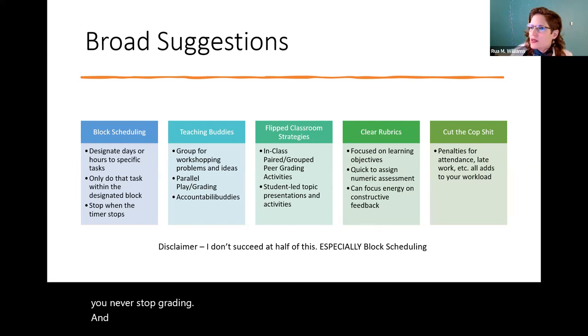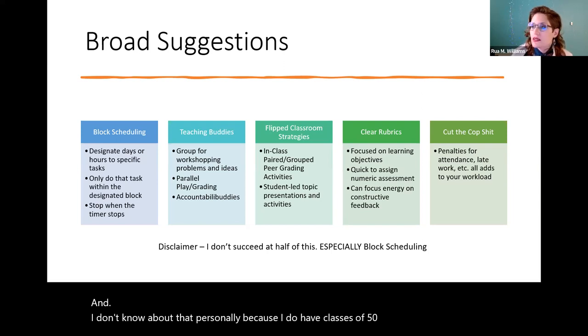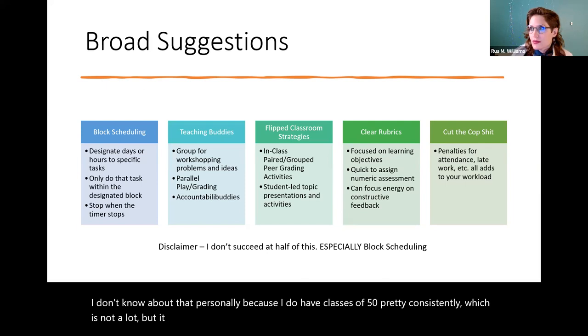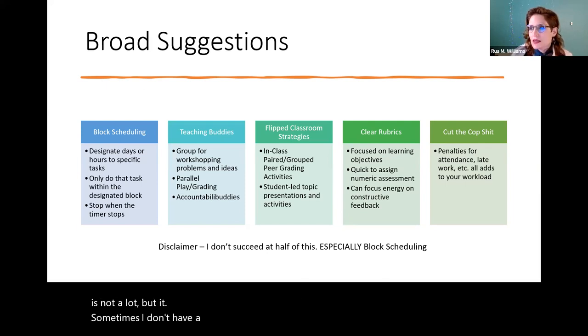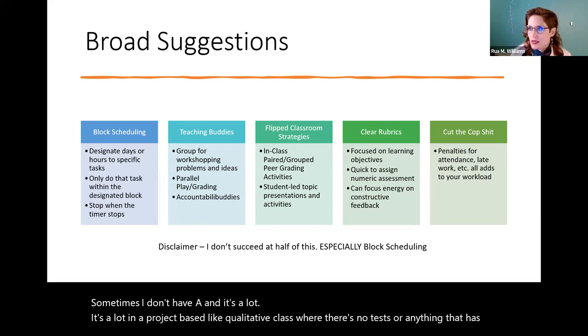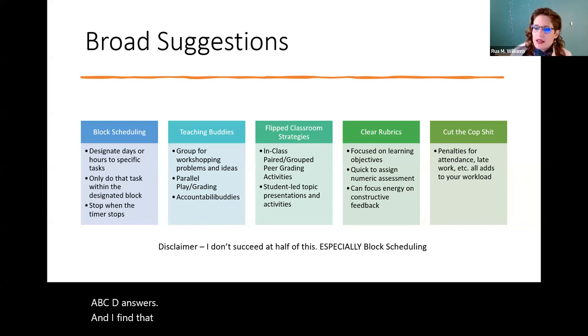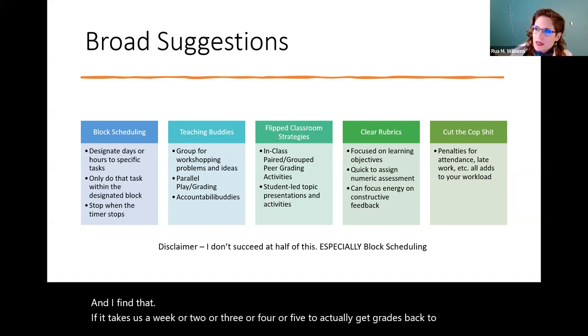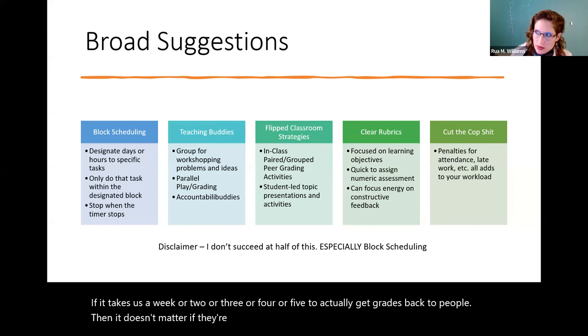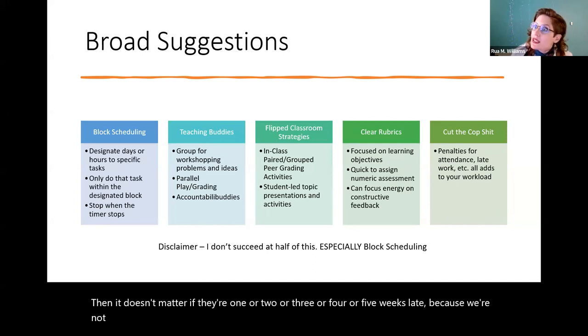And I don't know about that personally, because I do have classes of 50 pretty consistently, which is not a lot, but sometimes I don't have a TA and it's a lot. It's a lot in a project-based, qualitative class where there's no tests or anything that has A, B, C, D answers. And I find that if it takes us a week or two or three or four or five to actually get grades back to people, then it doesn't matter if they're 1 or 2 or 3 or 4 or 5 weeks late, because we're not grading it yet anyway.